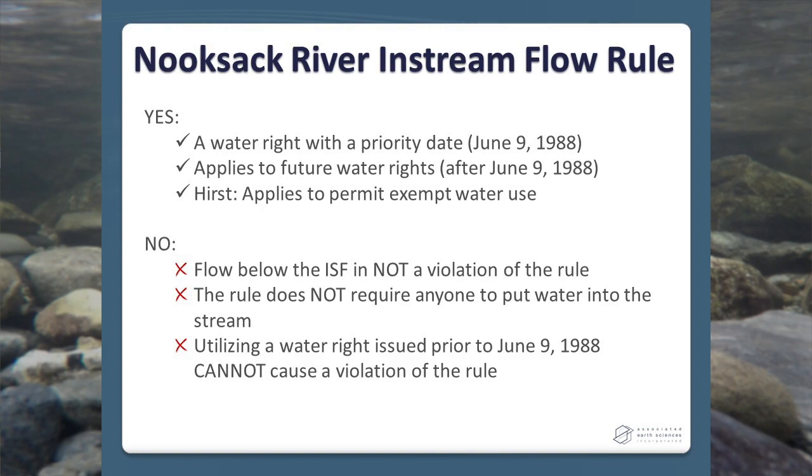As I conclude, I just wanted to bring up a few points about the in-stream flow rule, what it is and what it isn't. The in-stream flow rule is a water right with a priority date. So just like any other water right with a priority date, it can't be impaired by any junior water rights. That means the in-stream flow applies to future water rights, so water rights applications or allocations after June 9th, 1988. Based on the Hirst decision, we know now that it's being interpreted to also apply to what was previously permit-exempt water use, so individual single-family domestic wells, for example.